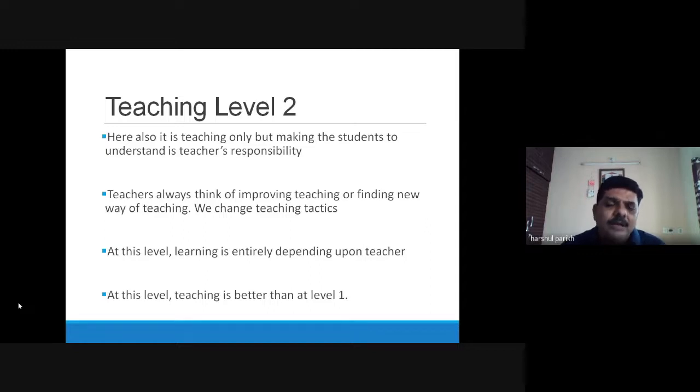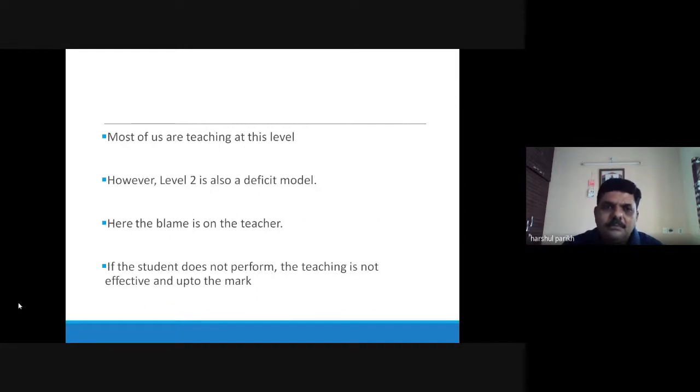However, at this level, we can say that teaching is better than level 1. And most of us, including myself, are teaching at this level. That's why level 2 is also a deficit model. There is a notion of blaming the teacher at this level. The notion is that if the student does not perform, the teaching is not effective and up to the mark.